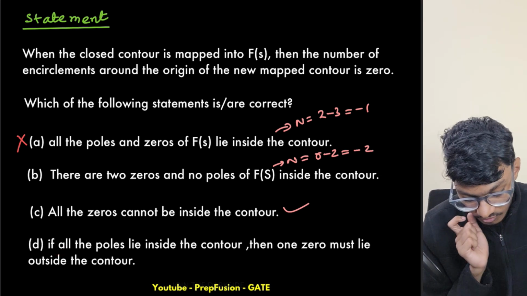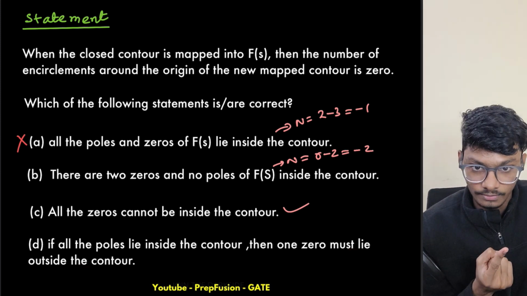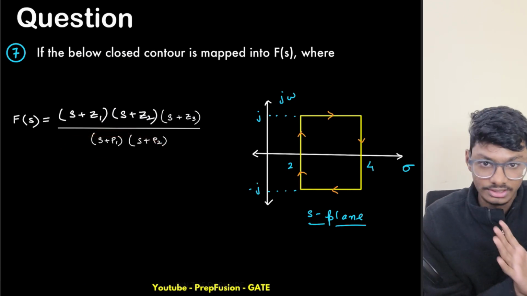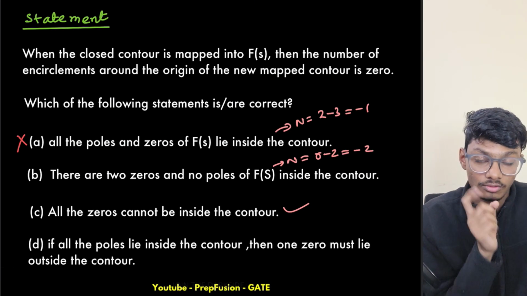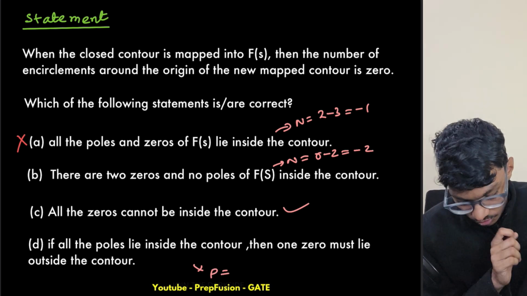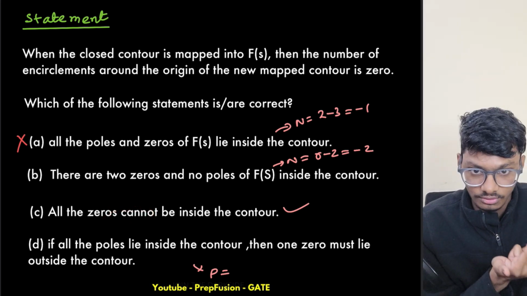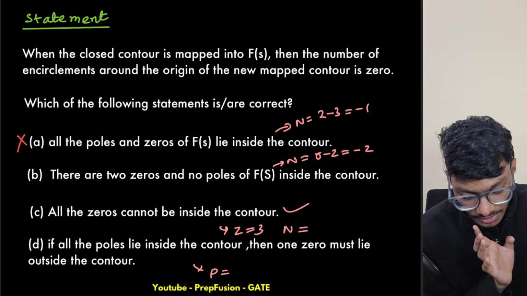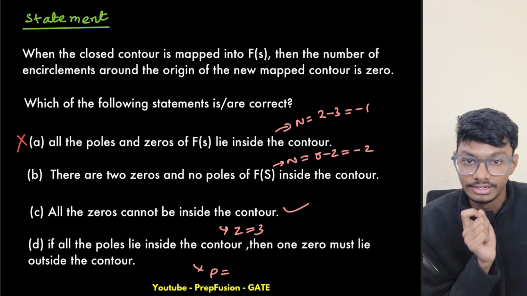Now, if all the poles lie inside the contour, then 1 zero must lie outside the contour. This is telling the opposite thing. If all the poles lie inside the contour, then I have 2 poles inside the contour. To make my N equal to 0, what does Z need to be? Here you can also use the formula. It is saying all zeros cannot lie inside the contour. So if you make Z equal to 3, N at max can go to minus 1. So this is not possible, as N should be equal to 0.